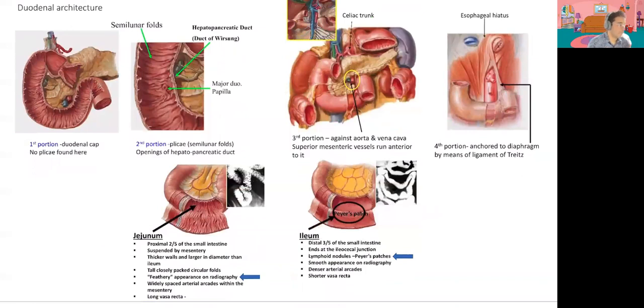Okay, now, if they ever ask you about the major duodenal papilla, there's another name for it. It's called the hepatopancreatic duct or the duct of Wirsung.